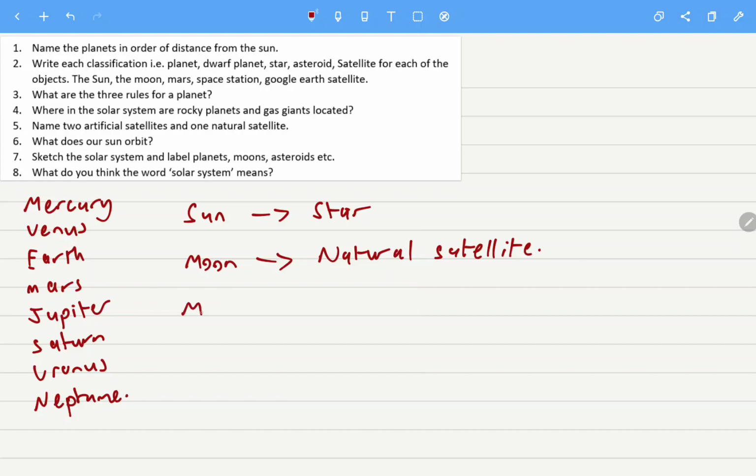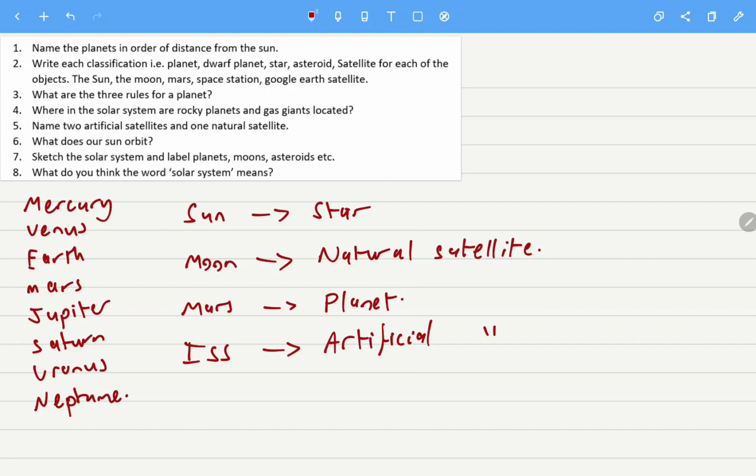We've got Mars. Mars, last time I checked, is a planet. Space Station. So let's call that the International Space Station. That's an artificial satellite. And then Google Earth satellite. So the Google Earth satellite is an artificial satellite.